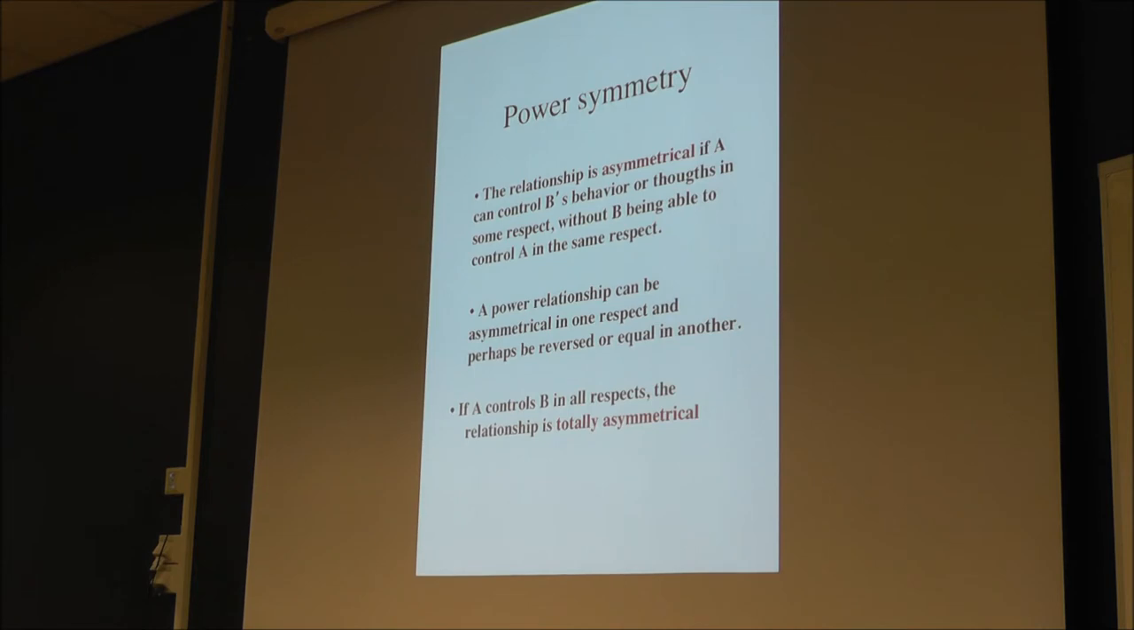Husband and wife? Husband decides over wife in some ways, and wife decides over husband in some other ways, and maybe it tends to be equal in the end. So that would be a symmetrical power relationship. But you can use your own imagination. There are many cases where you could imagine. Two friends, for example. Close friends, yeah. Could be like this.